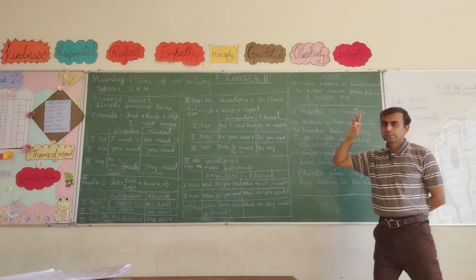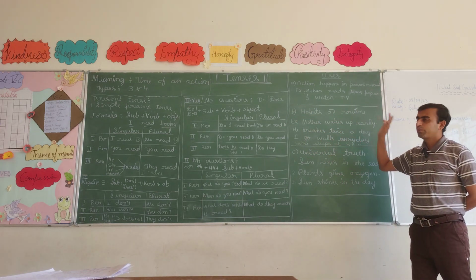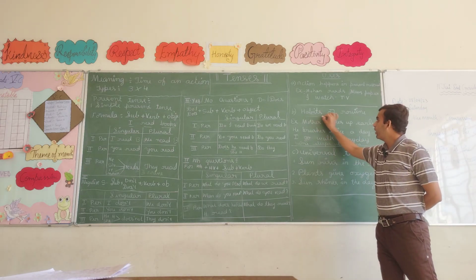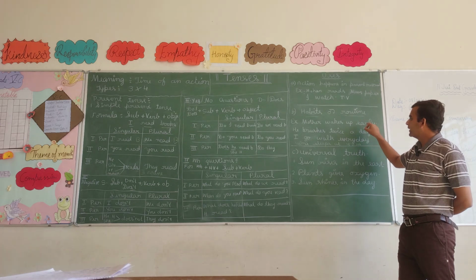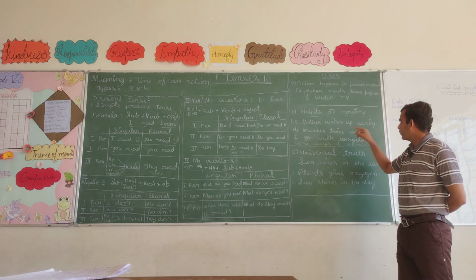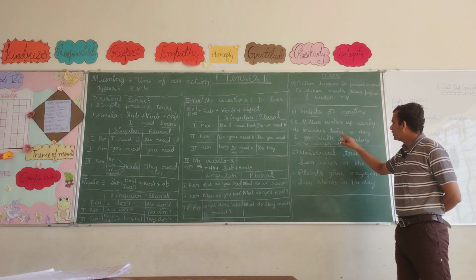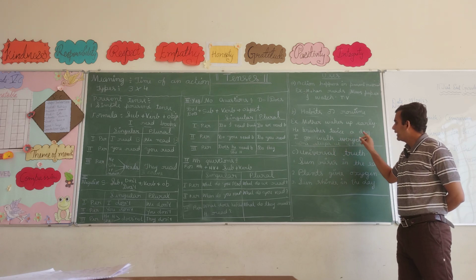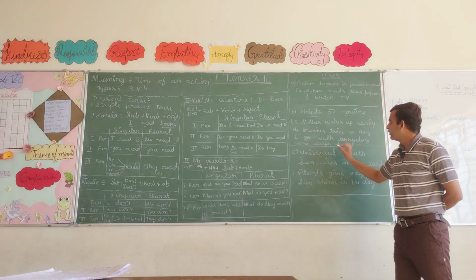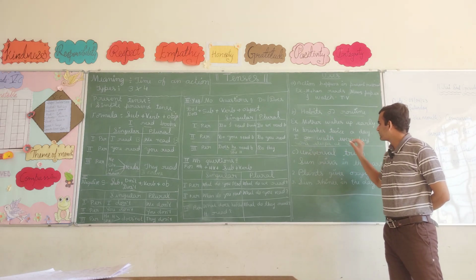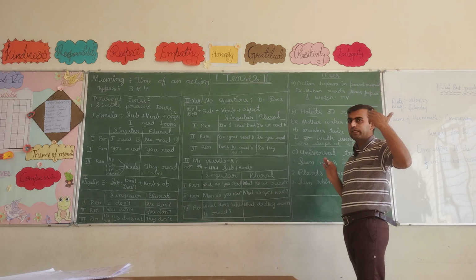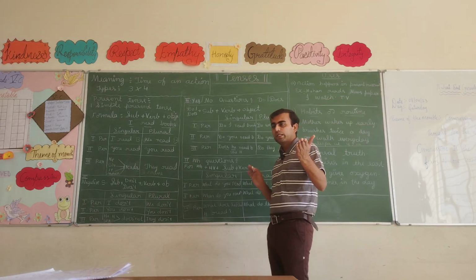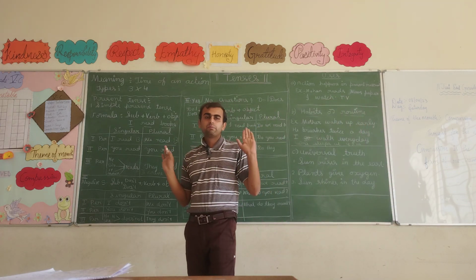The second use is a habit or routine. Example: Mother wakes up early, he brushes twice a day, I walk every day, Seema sleeps at 9 p.m. Is it clear? Whenever we speak about our habit or our routine, we have to use the simple present tense.